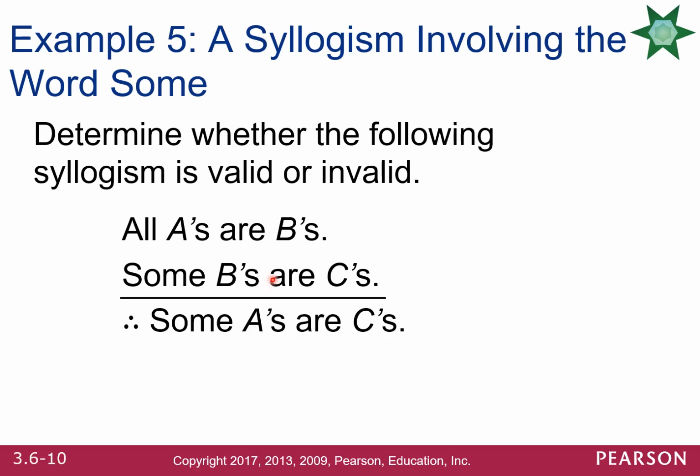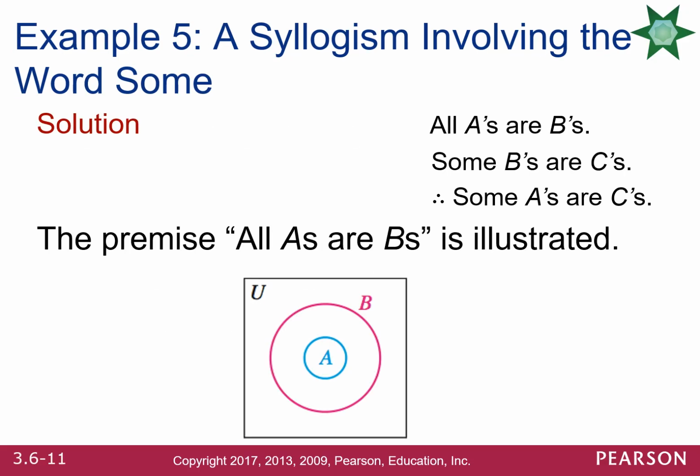All right. So instead of working it first, I'm going to go through the next few slides and explain the solution that they have provided, because the second premise, some B's are C's, will cause several different types of Euler diagrams. All right, so let's go ahead and look at the diagrams first.